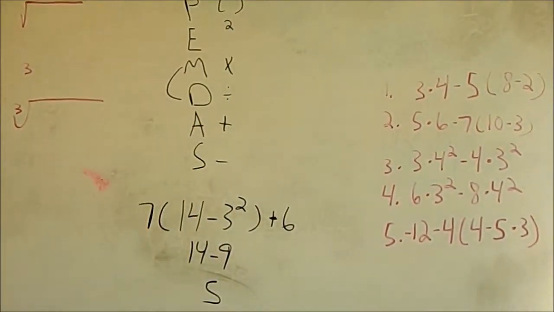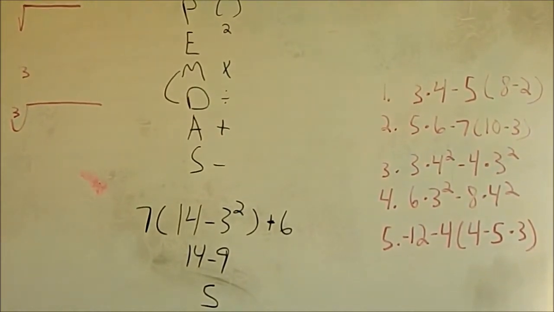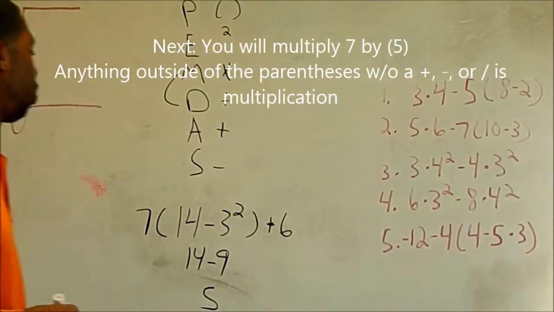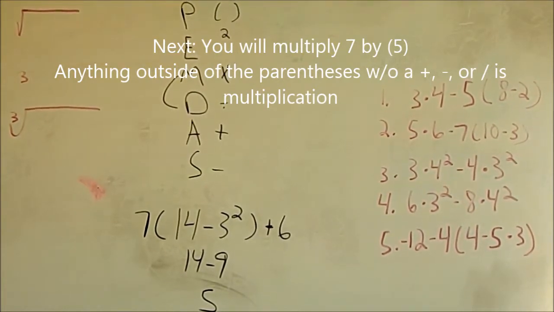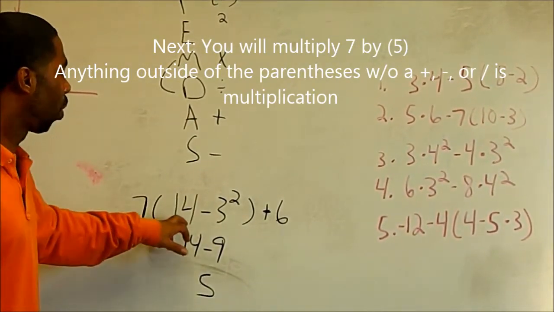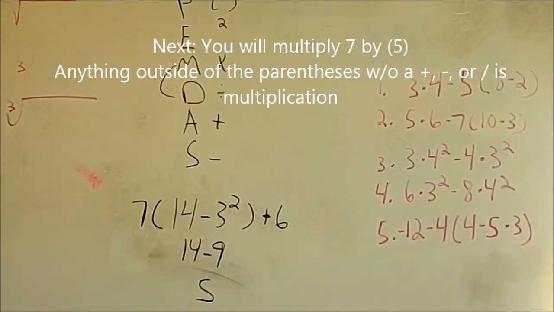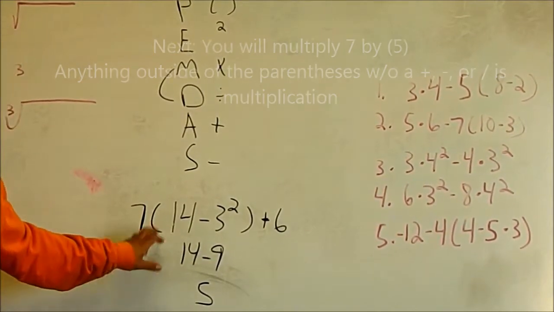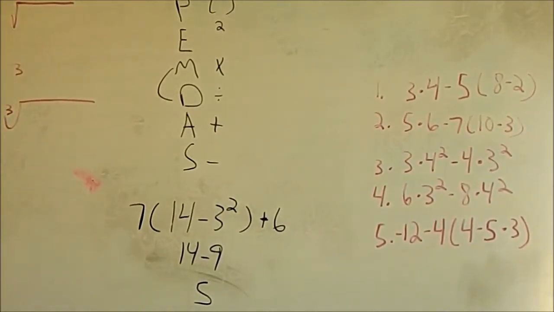Now, question. What's the next thing I do? You multiply 7 times 5. Now, Chantel, how do you know that I multiply 7 times 5? Because of the parentheses. Here's another thing about parentheses. Anything outside of the parentheses means multiplication. This means not just 14 minus 3 squared. It means 7 times 14 minus 3 squared. If you don't see any operation between the number on the outside of the parentheses and on the inside, it means multiplication.